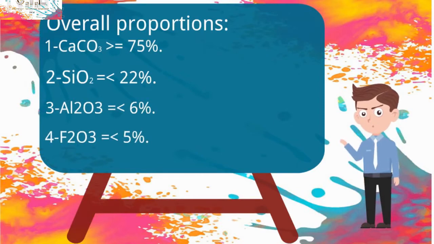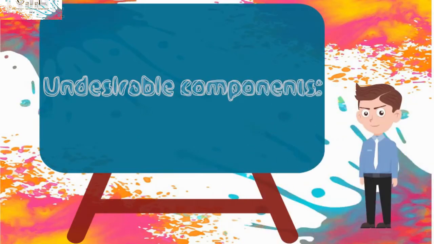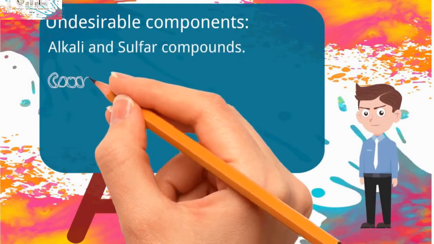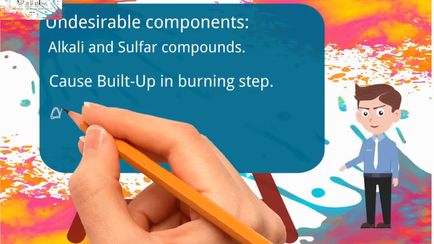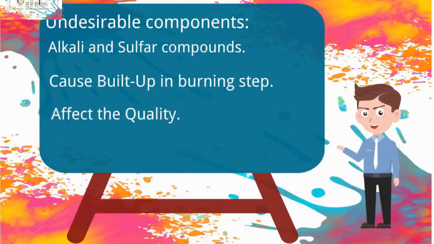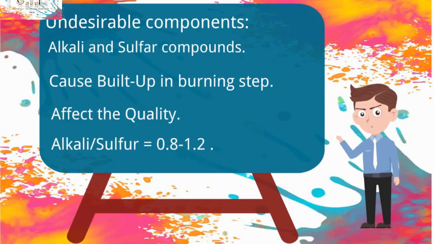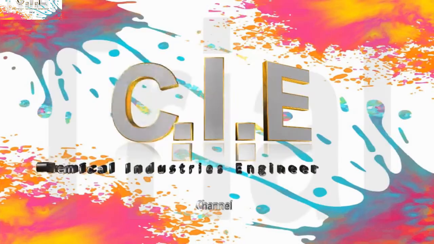And these materials contain other components which may be harmful to the process, like alkali and sulfur compounds, which may cause build-up in burning equipment and may affect the quality of cement. So, the ratio of alkali to sulfur should be about 1 plus or minus 0.2.